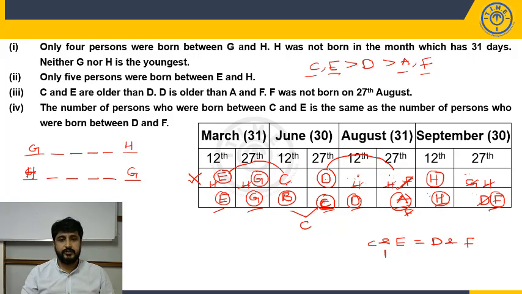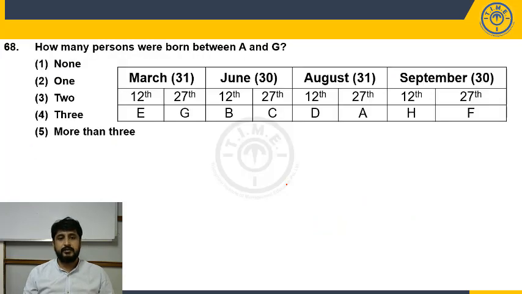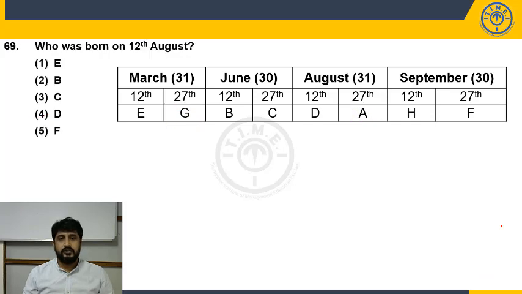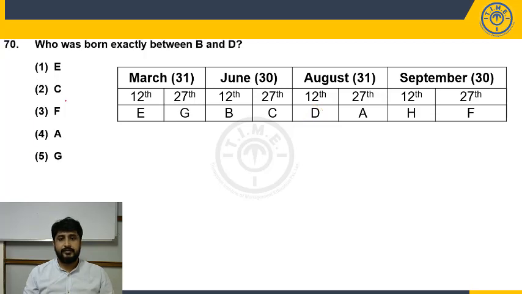Let's answer the given questions. How many persons were born between A and G? A, G. 3 people. Answer is 3, but choice is 4. Who was born on 12th August? Who was born on 12th August? D. Choice 4. Who was born exactly between B and D? B, D. Who is there? C. Choice 2.